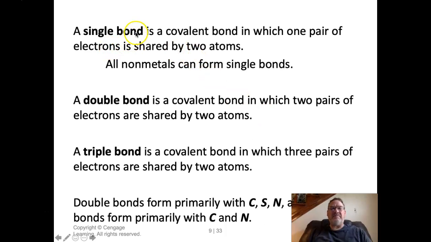3 types of bonds: single bond, double bond, triple bond. And you can see the aspects here. Keep in mind, all the nonmetals can form single bonds. The double bond, there's only 4, and it's covered up here, but it's carbon, sulfur, nitrogen, and oxygen. And then a triple bond, carbon and nitrogen. Keep that in mind as we're looking at the structures of compounds.